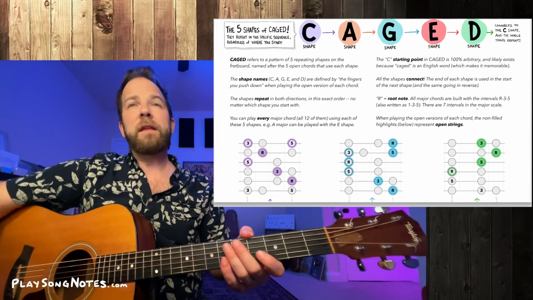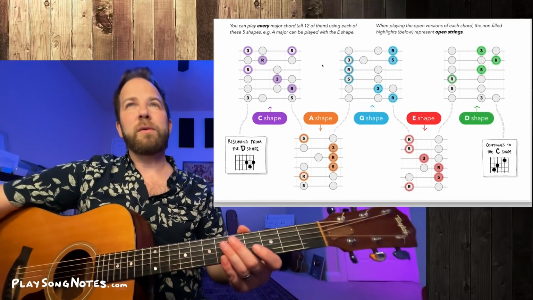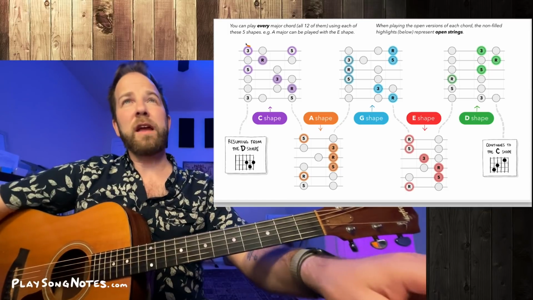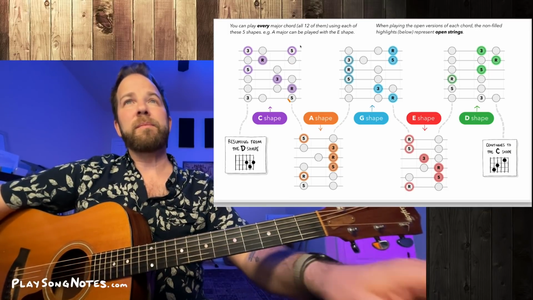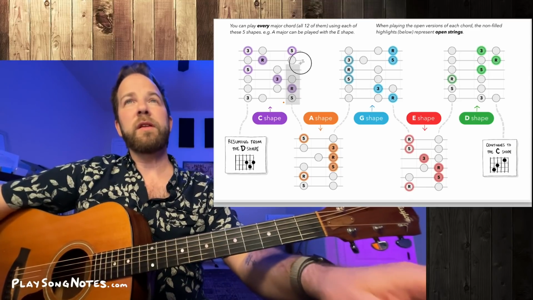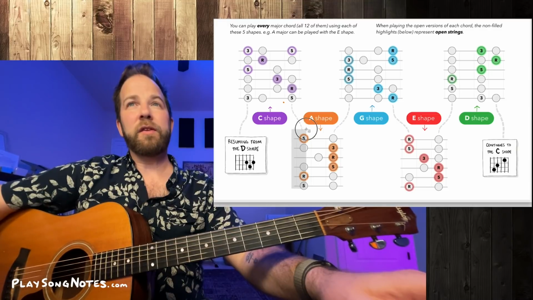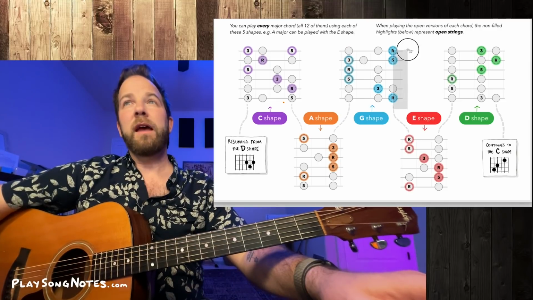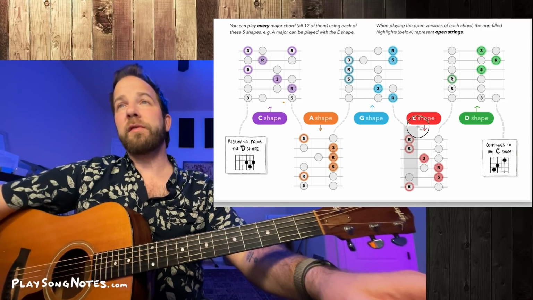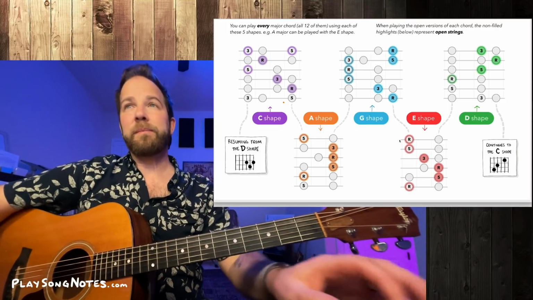Okay, so at the bottom of my diagram here, I have this little thing, and this is important just to show that as you're learning these shapes, they connect, right? Like this fret of the C shape is basically the first fret of the A shape. And this last fret of the A shape is the first fret of the G shape. And this last fret of the G shape is the first fret of the E shape, okay? So that sort of gives you some little tricks there.